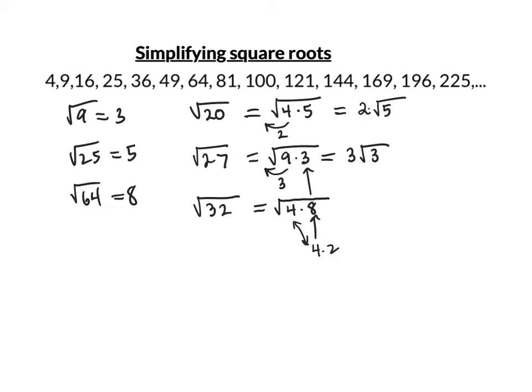4 times 4 is 16. 16 is the biggest perfect square in 32. It's 16 times 2. And just like the last couple of examples, I can take the square root of 16. It's 4. That 4 goes out in front of the root. Left underneath the root is the 2. So 4 root 2 is my answer.